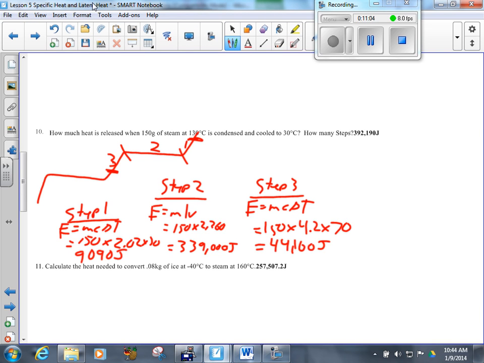Okay, when we add those together, we should get 392,190 joules. And that would be lost, or negative, whichever way. Any others? Okay, keep going, guys. They're all pretty much the same.